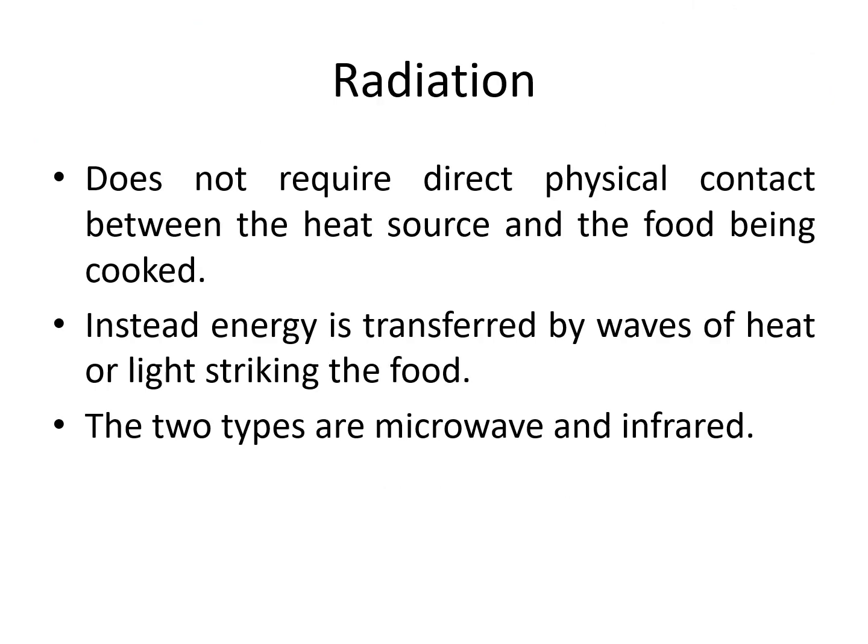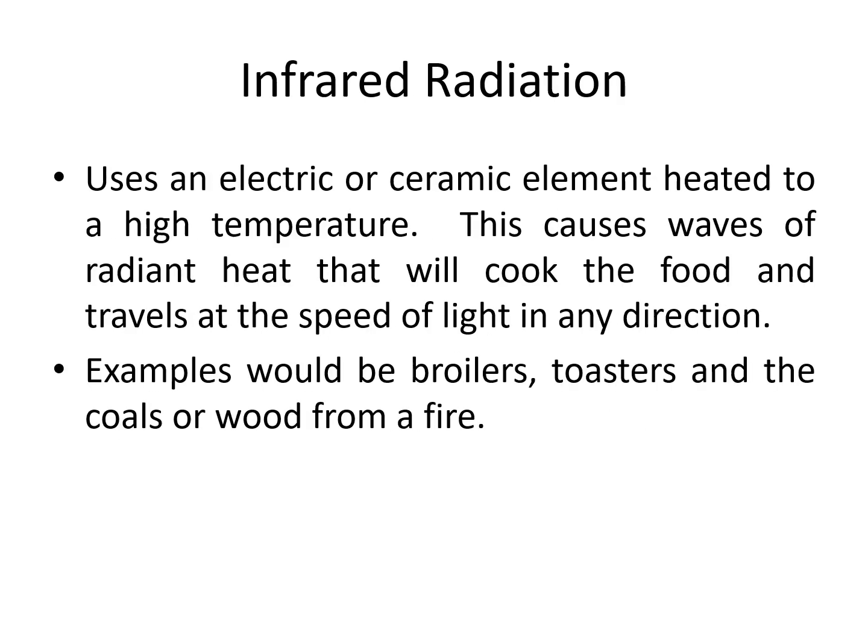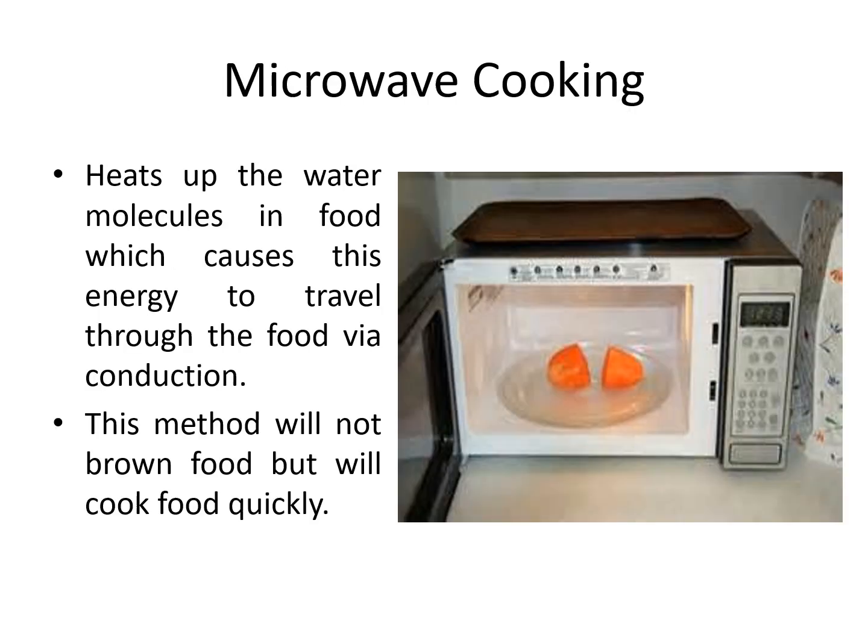Radiation does not require direct physical contact between the heat source and the food being cooked. Instead, energy is transferred by the waves of heat or light striking the food. Two types are microwave and infrared. Infrared radiation uses an electric or ceramic element heated to a high temperature. This causes waves of radiant heat that will cook the food and travel at the speed of light. Examples are broilers and toasters.